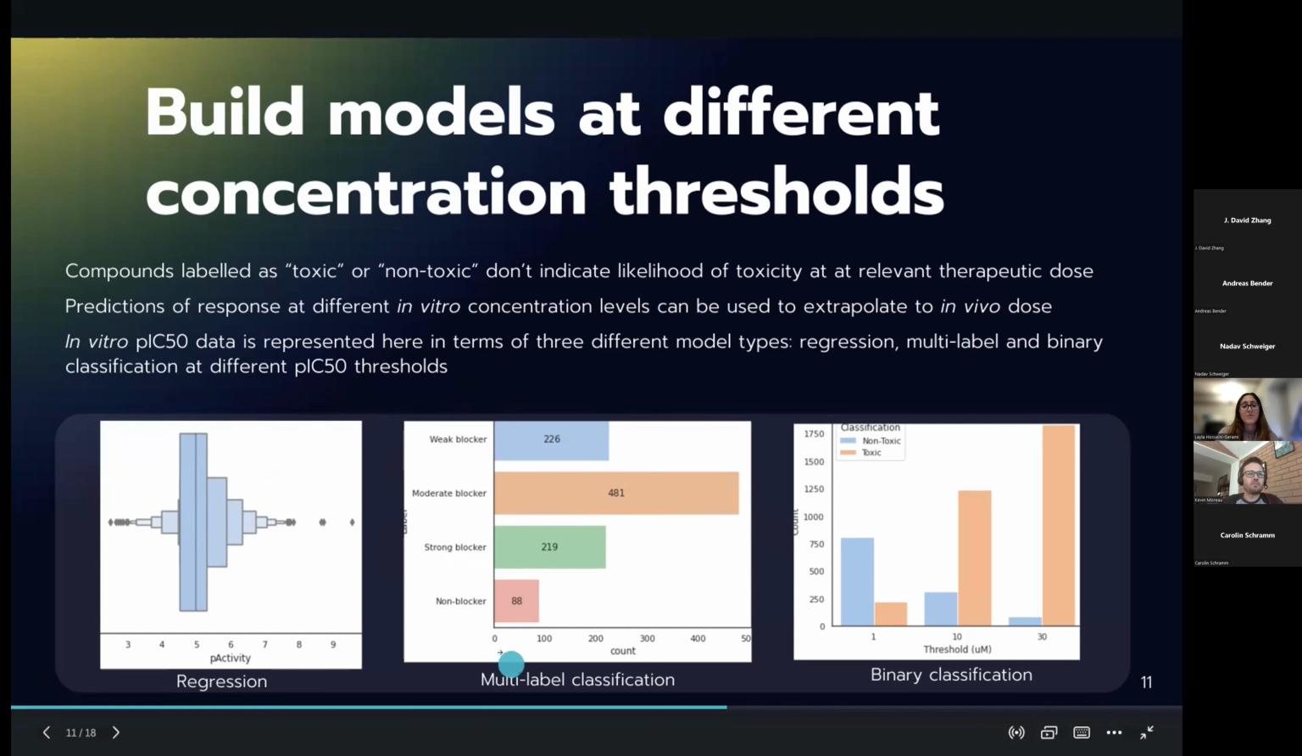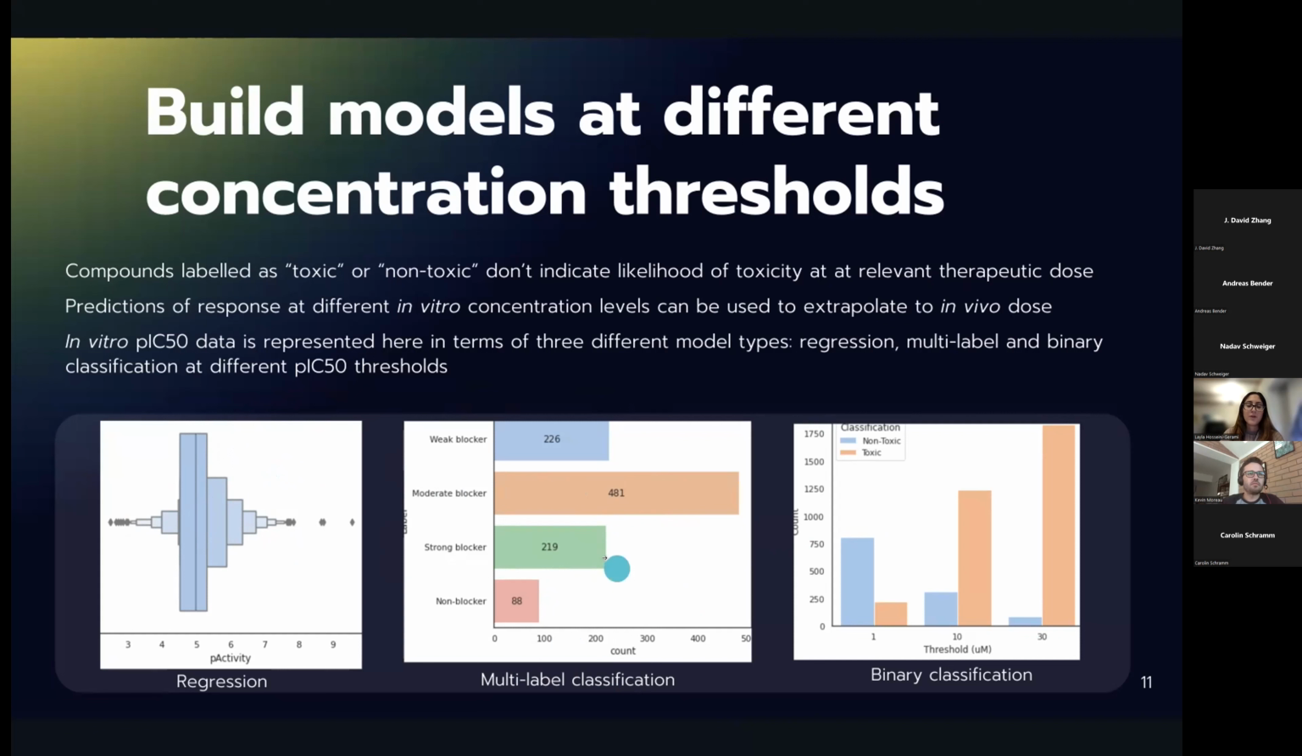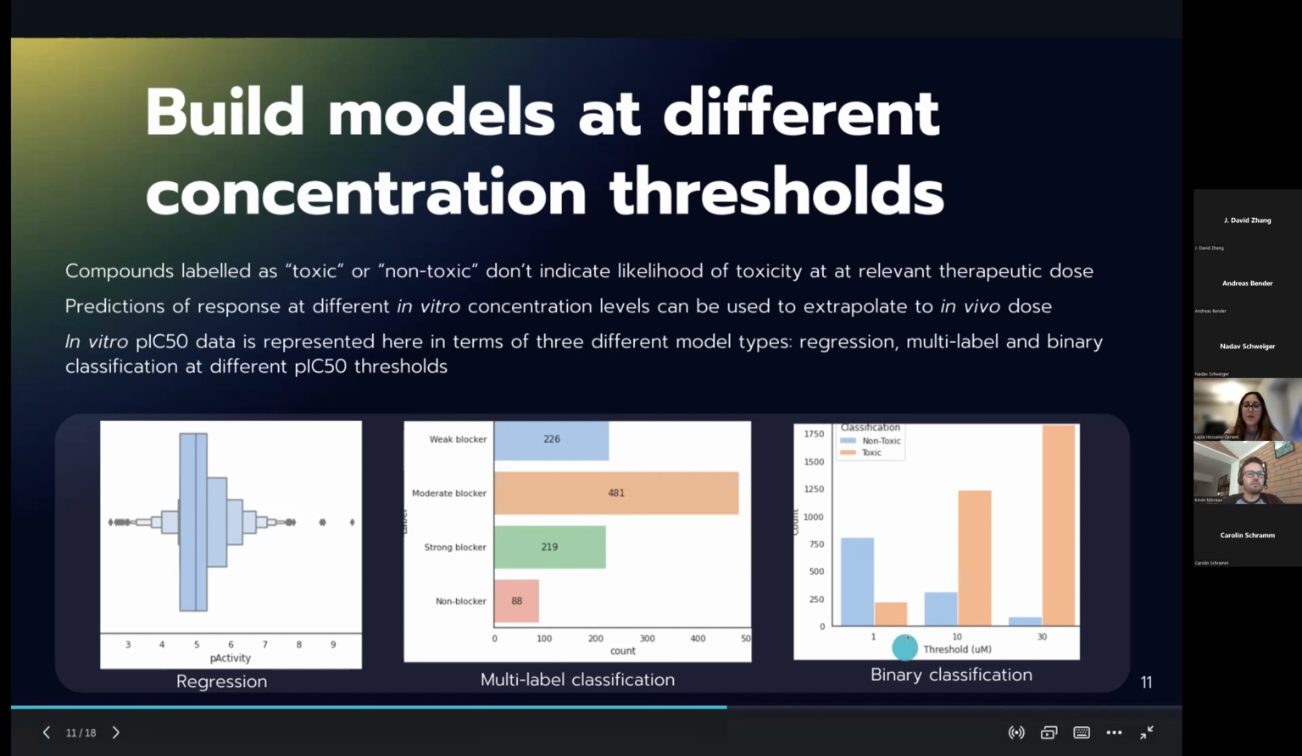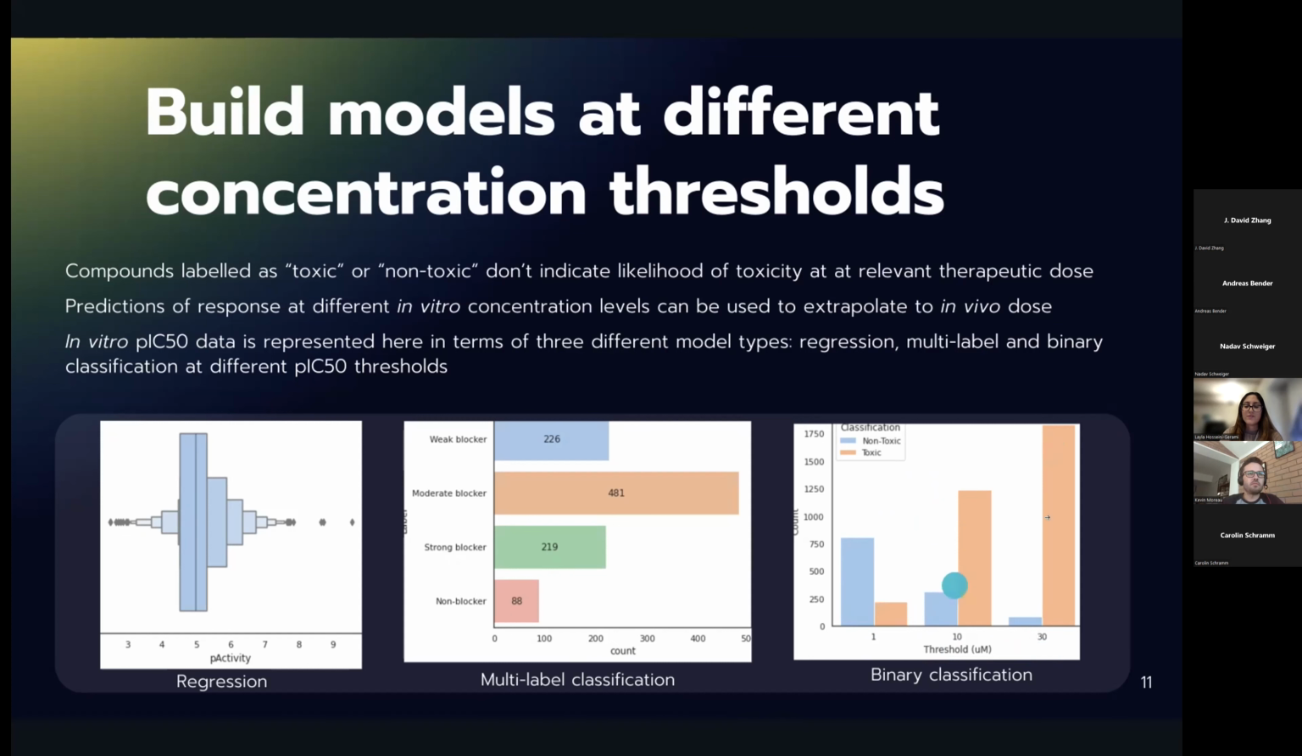One way is performing a multi-label classification, where we can classify compounds as either non-blockers or weak, moderate, and strong blockers, depending on concentration thresholds, or simply building multiple binary classification models at different thresholds. You can see here, as we move from 1 to 10 to 30 micromolar, where we define a compound as toxic or non-toxic, the ratio of non-toxic to toxic changes drastically.